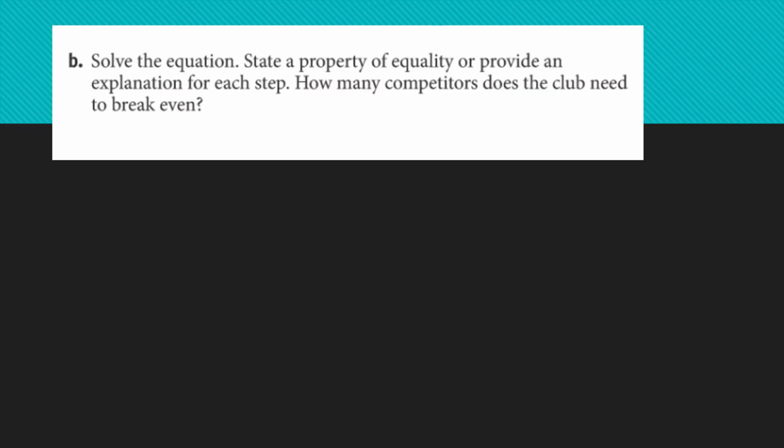Oops, I guess you realized that I already did part B in part A. Part A was just write the equation. Part B was solve the equation and then state a property of equality for each step. So if I think back to it, I think the first thing I did was multiply by 100 on both sides. Then I used the subtraction POE to move my x term over, and then I used the division POE to get x isolated. So again, our answer was 12 competitors.